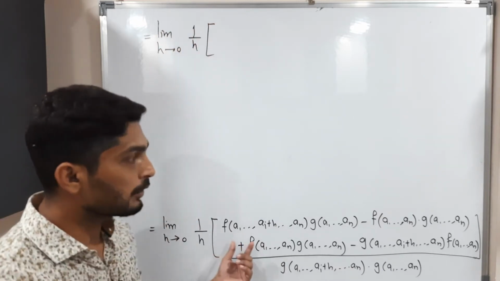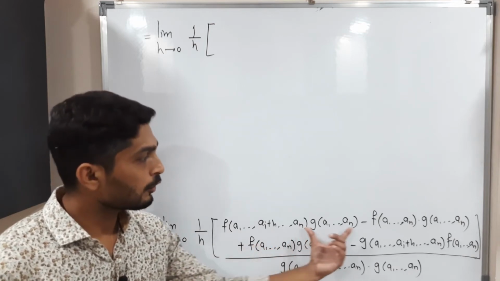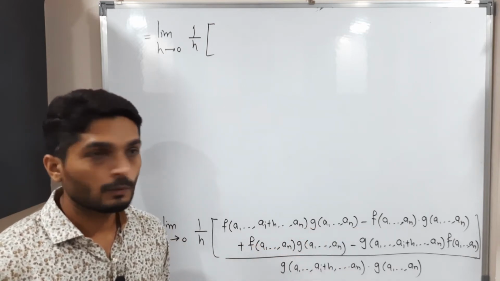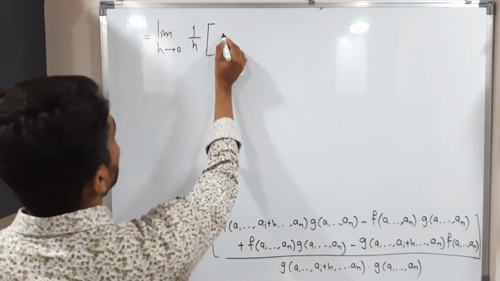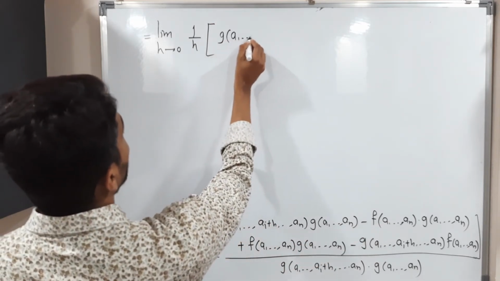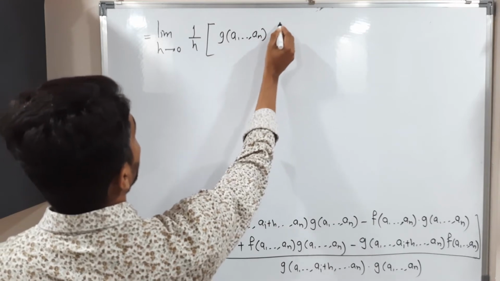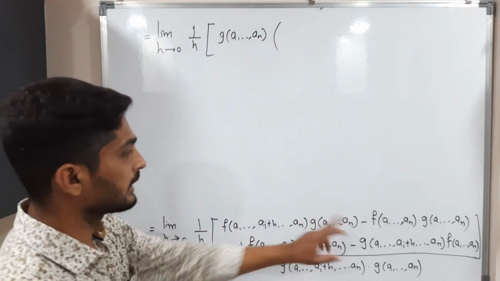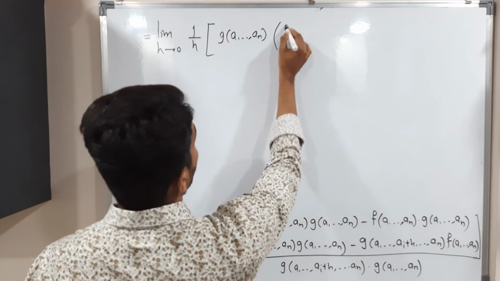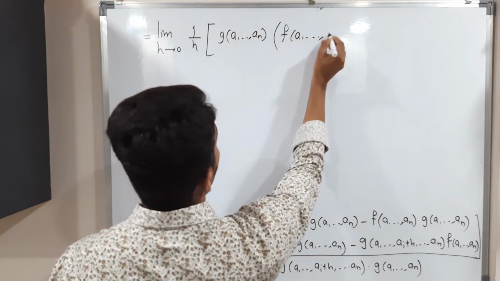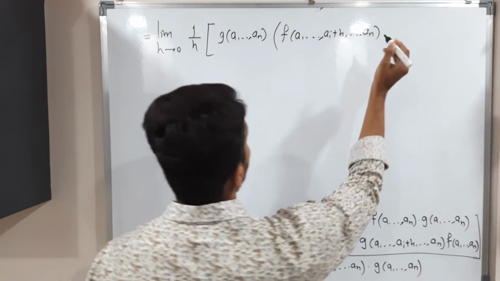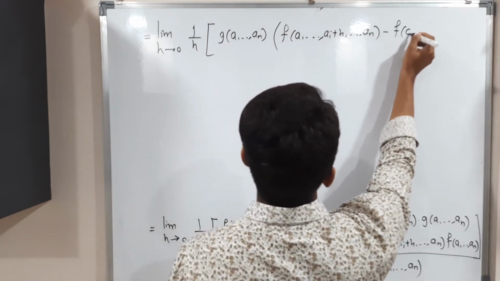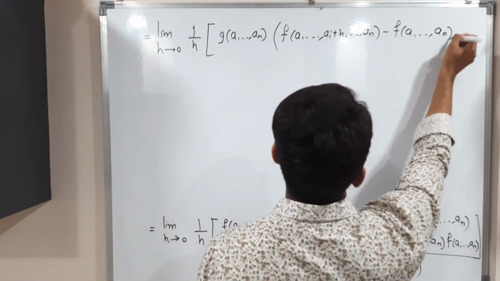See, if you are thinking about the numerator, what can we take common from the first two terms? We can take common g of a1, a2 and so on n. That thing we can take common. So g of a1, a2 and so on n, in bracket first term minus second term. Okay, that one. So f of a1 and so on ai plus h and so on n minus f of a1 and so on n.